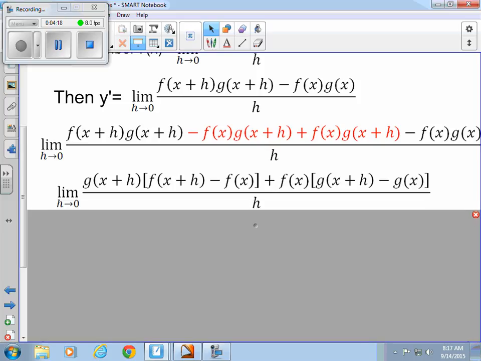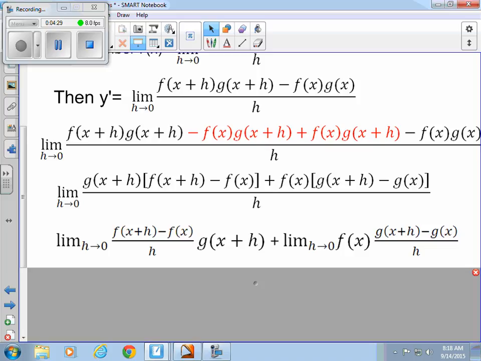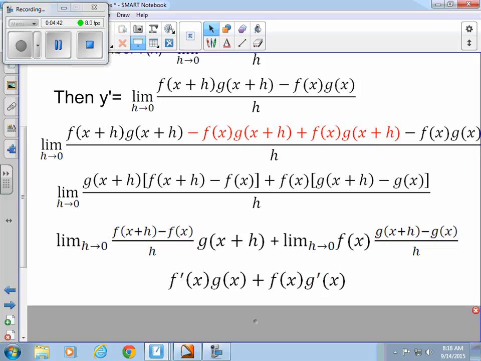With some rearranging and factoring out a g of x plus h in the first one and an f of x in the second one, this can now be written as two separate derivatives: the derivative of f of x times g of x plus the derivative of g of x times f of x, which leads us to what is known as the product rule. The derivative of two functions multiplied together is the left function times the derivative of the right plus the right function times the derivative of the left. In short, left d-right plus right d-left.